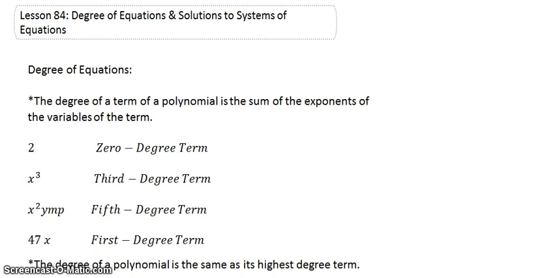Okay, so just looking at some terms here, 2 is a 0 degree term because it doesn't even have a variable. X cubed is a 3rd degree term because its exponent of the variable is 3. Then this x squared y cubed is a 5th degree term because if you add all those exponents together, it makes 5. 47x is a 1st degree term because the exponent of the x is 1.